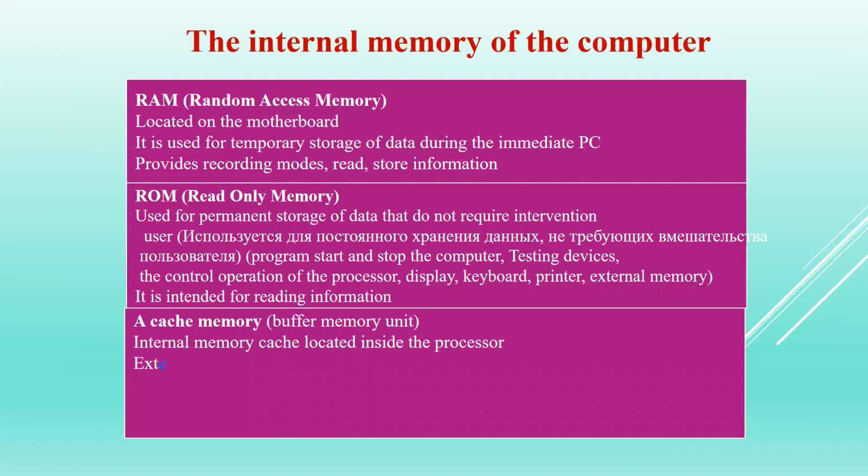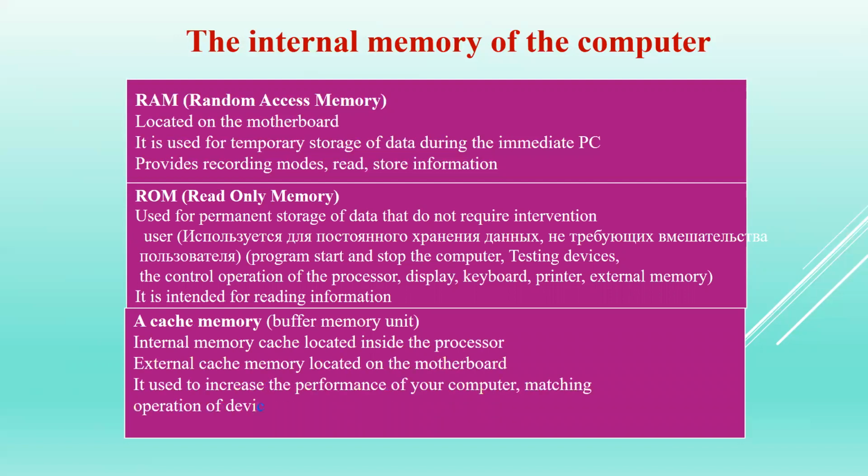And the next one is our cache memory. It's a buffer memory unit. Internal cache memory is located inside the processor. External cache memory is located on the motherboard. It's used to increase the performance of the computer, matching the operation of devices with different speeds, and the exchange of data between the processor and the memory.